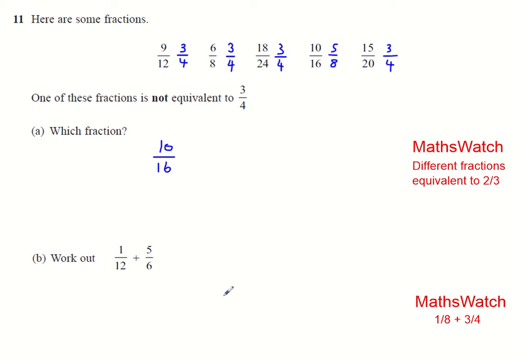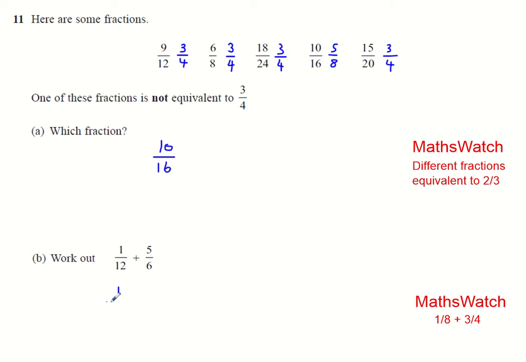Part B. Work out 1/12 plus 5/6. In order to add or subtract fractions, the denominators, the bottom numbers, need to be equal to each other. Now this can be any common multiple, so for example we could use 24, we could use 72, those are common multiples of 12 and 6. I'm going to choose to use the lowest common multiple, and the lowest common multiple, which is the number that appears in both times tables of these, is 12.